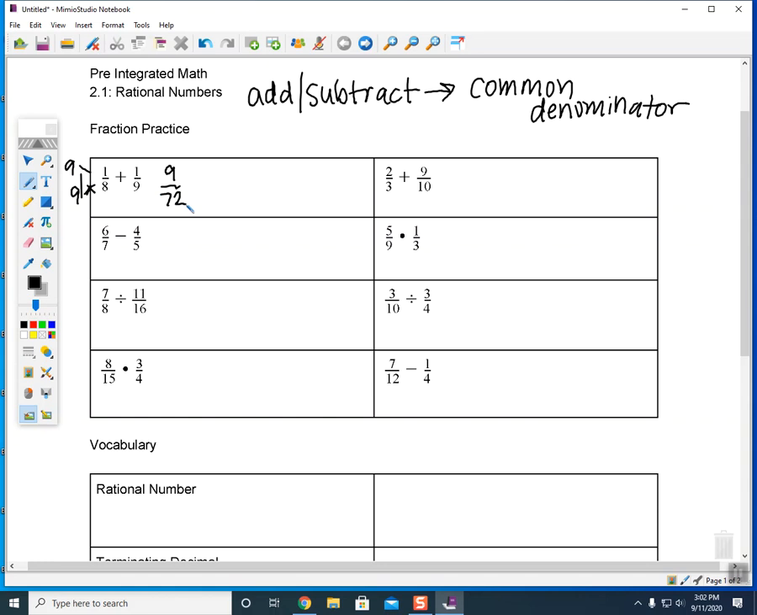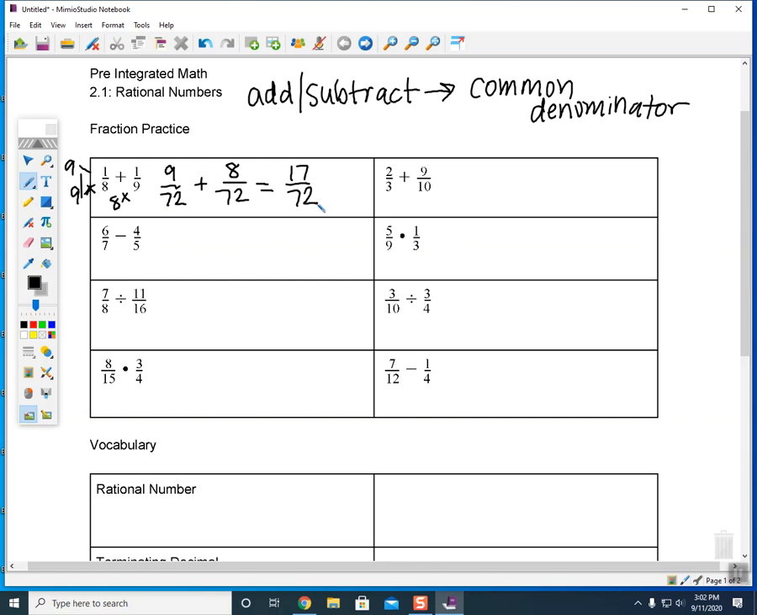I'm going to do the same thing over here, but I'm going to multiply by 8, because it's going to give me the same denominator of 72. And then I've got 8 times 1. Now I can just add across. 8 plus 8 is 16, plus 1 is 17. 17 over 72 is my answer for that one.